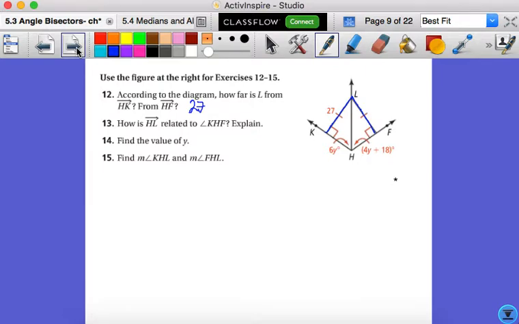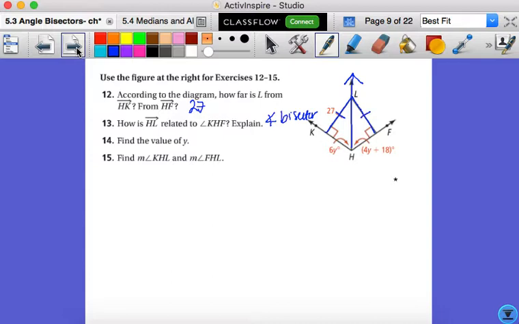How is ray HL related to angle KHF? Well, this is the angle bisector simply because we know these distances are the same. So we're going to call that the angle bisector.